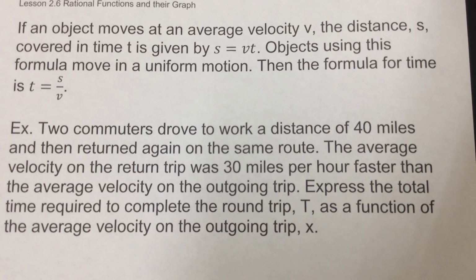So two commuters drove to work a distance of 40 miles and then returned again on the same route. The average velocity on the return trip was 30 miles per hour faster than the average velocity on the outgoing trip. Express the total time required to complete the round trip t as a function of average velocity of the outgoing trip x.